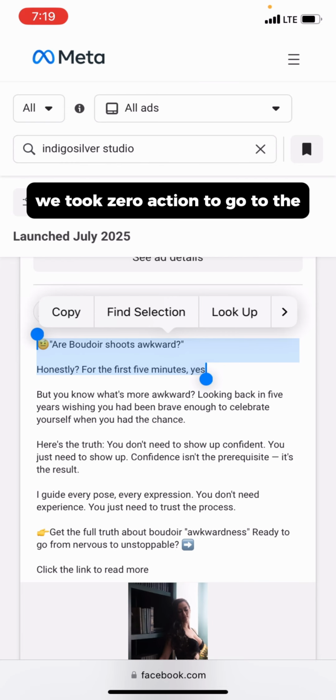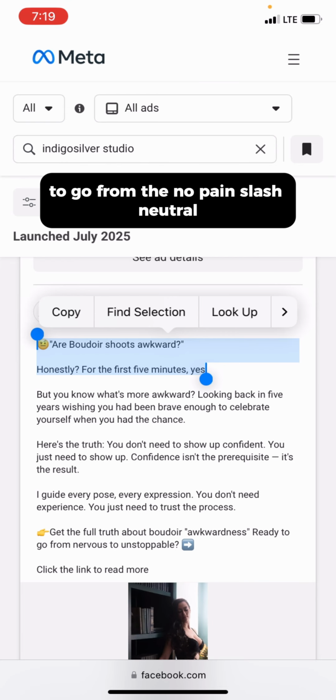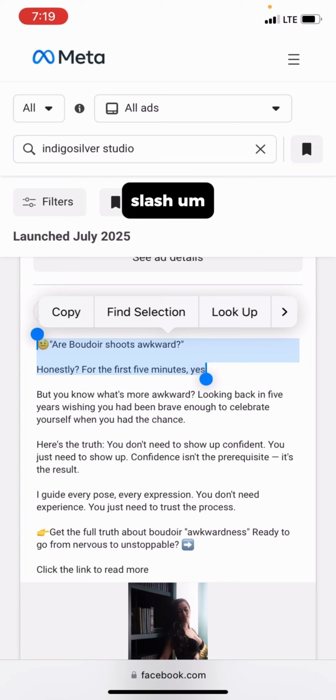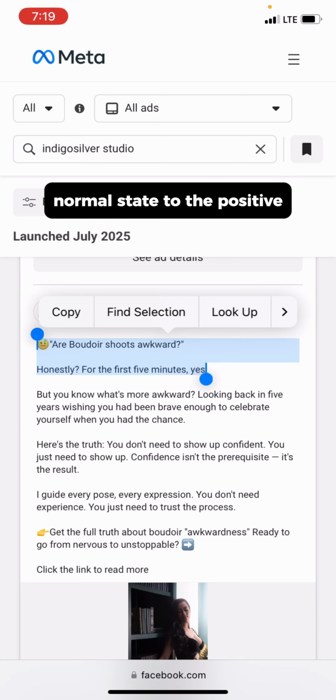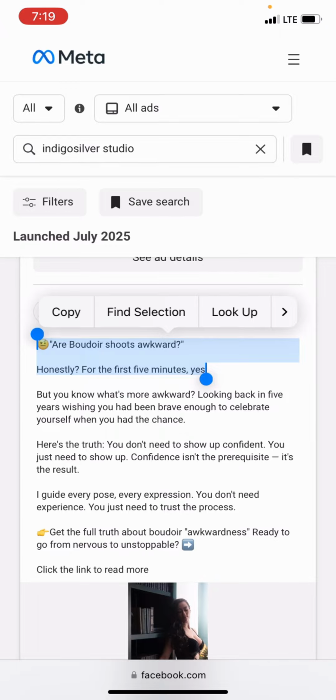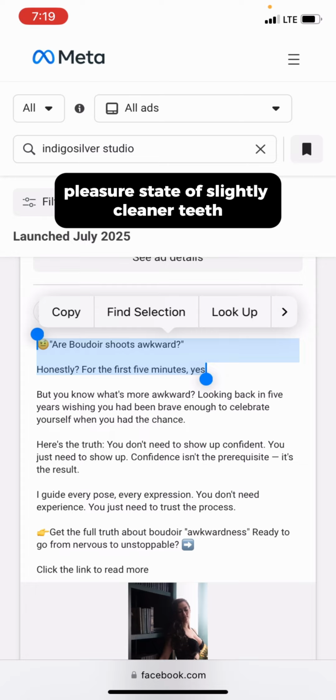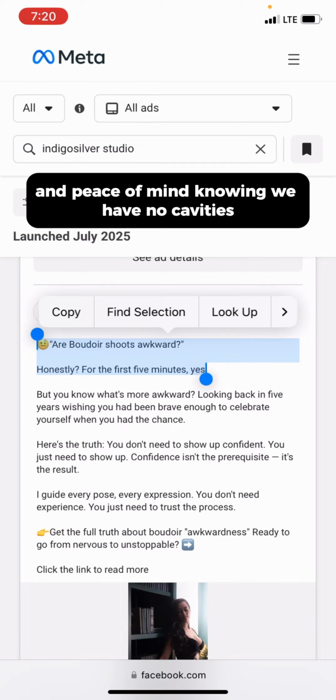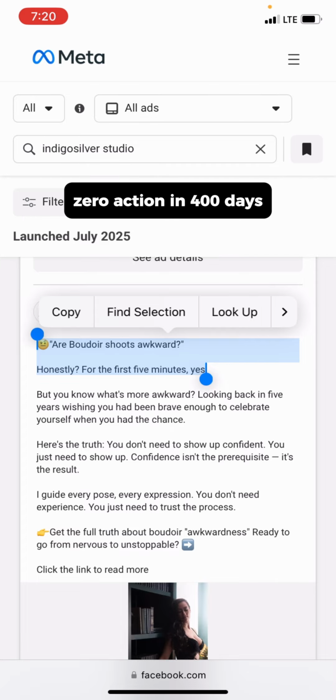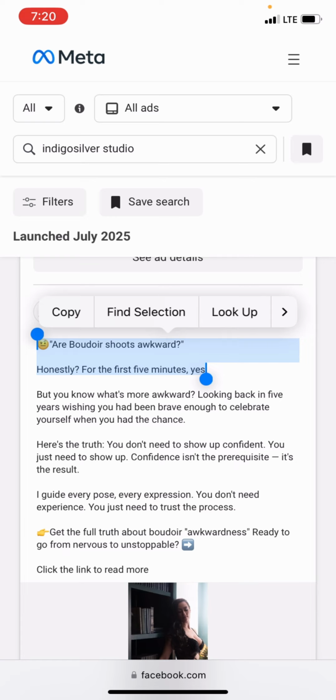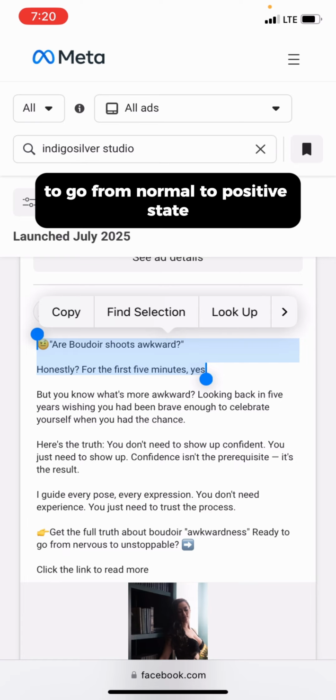We took zero action to go from the no pain / neutral / normal state to the positive / gain / like pleasure state of slightly cleaner teeth and peace of mind knowing we have no cavities. Zero action in 400 days to go from normal to positive state.